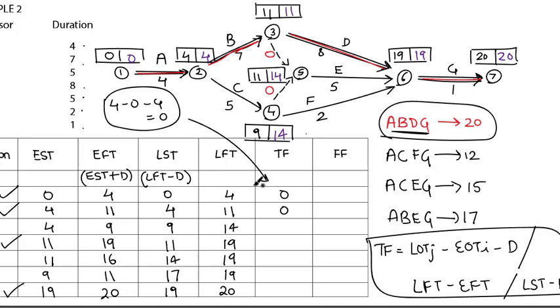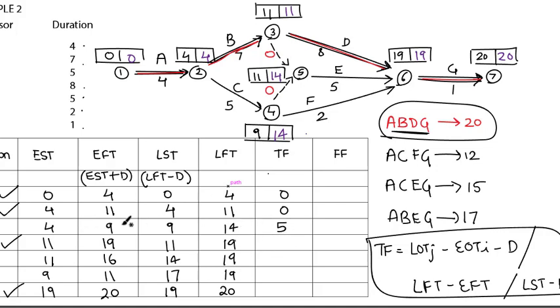Okay, got it? Similarly, we'll go just through this box. It's simple rather than figuring it out in this diagram. So C's total float is 14 minus 9, that is 5, or 9 minus 4, that is 5. See, the total float value for activity C is 5.